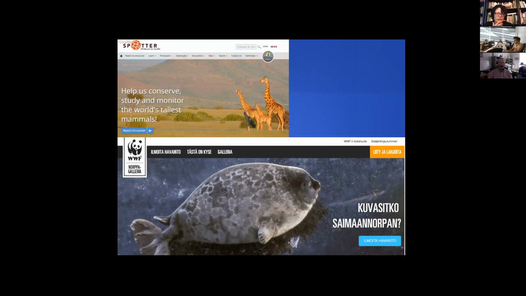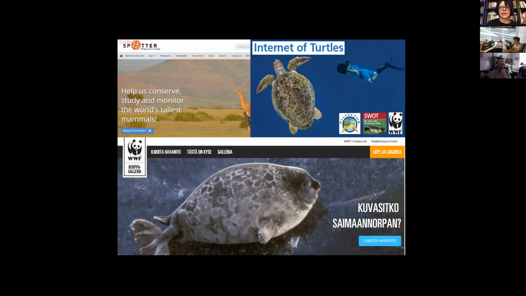Today we have about 20 of these Wildbooks from species ranging from lynx and giraffe to a couple of projects with World Wildlife Fund. One of them is for seals in Finland, and one of my favorites, also with WWF, is a new one coming up: Internet of Turtles for all 7 species of sea turtles, which in my opinion is the real IoT.